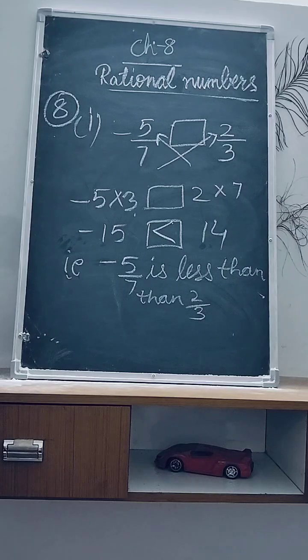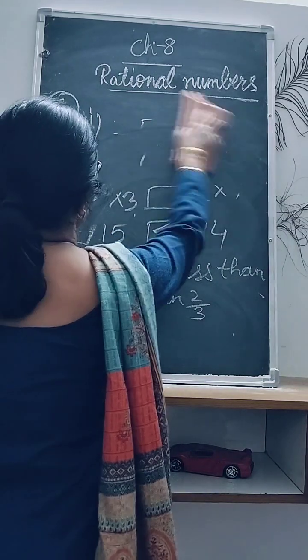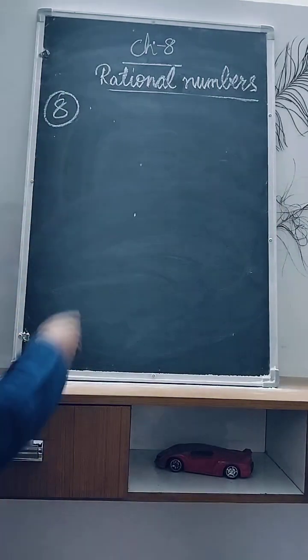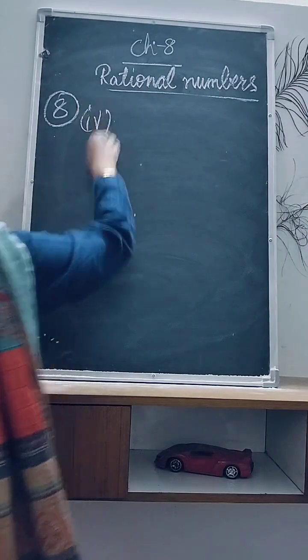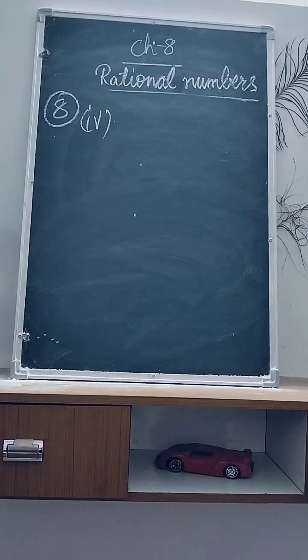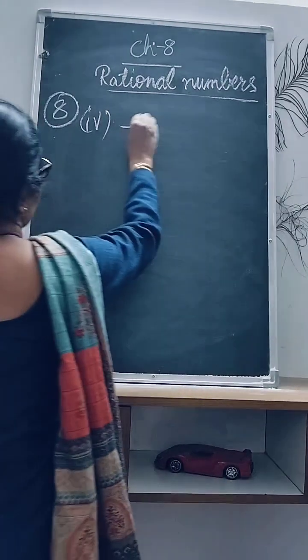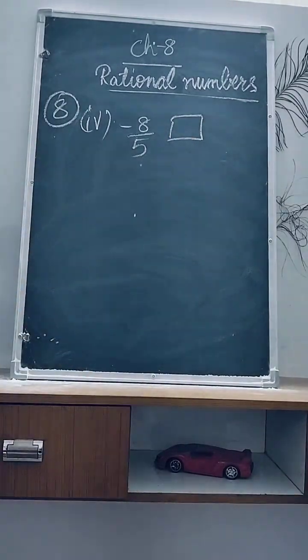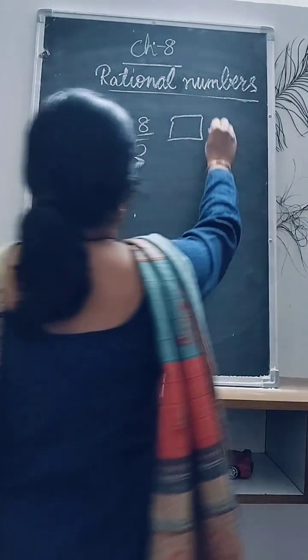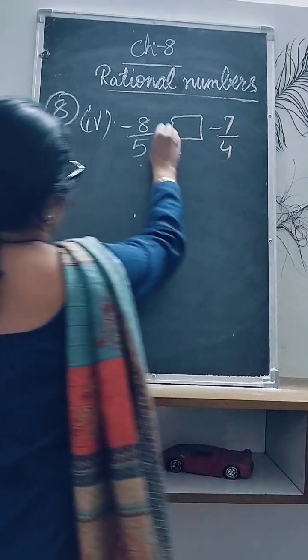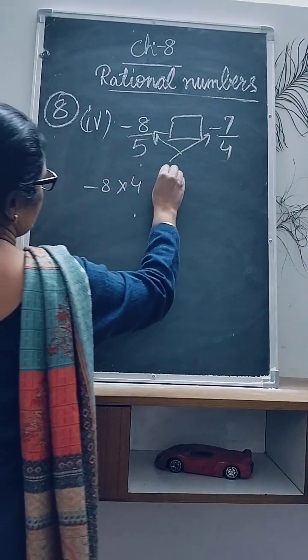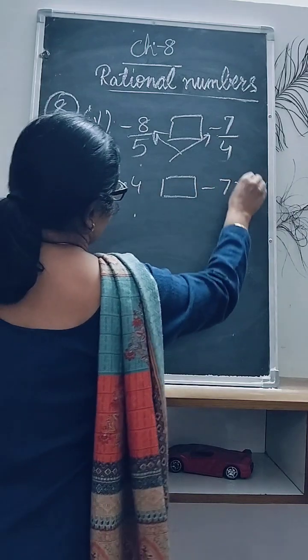Okay, so I will solve one more part, the fourth part of this same sum. Now the fourth part, if you see, it is written minus 8 by 5 and minus 7 by 4. Now again cross multiplication. Minus 8 into 4, minus 7 into 5.